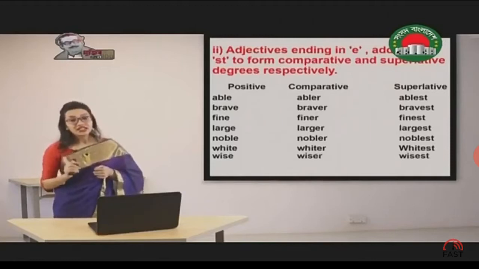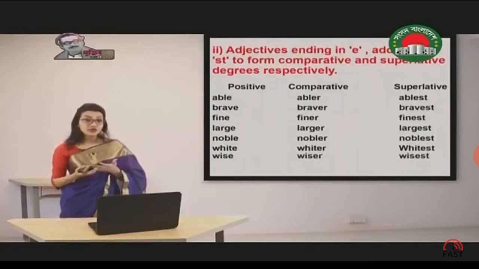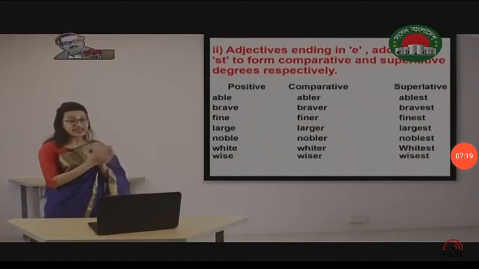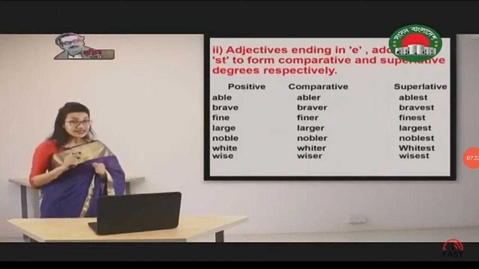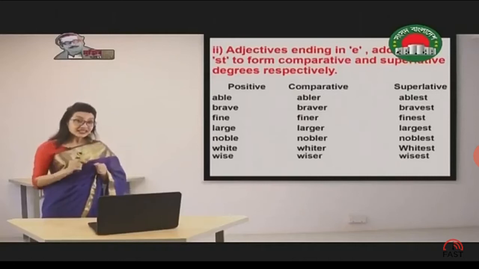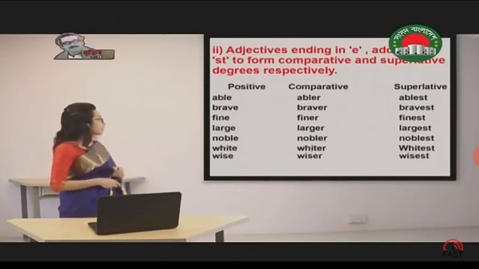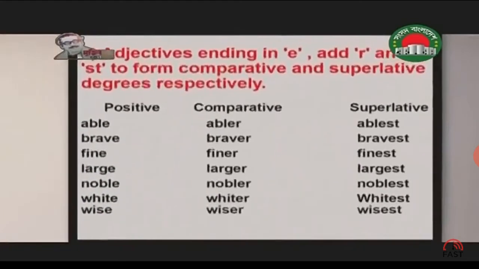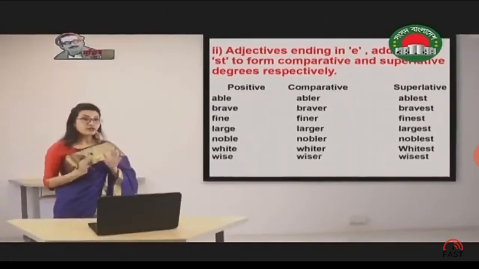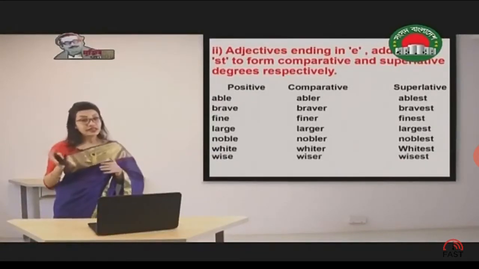So if the adjective is ending with E, then what we are going to do, it already has E at the end. For that reason, in this case, we are going to use R only in comparative and ST in superlative because the E has already been there. For example, able, abler, ablest. Brave, braver, bravest. Look at the word brave here. B-R-A-V-E. So it is ending with E.